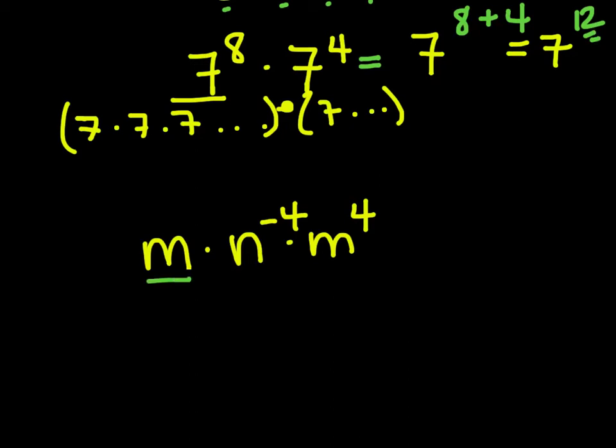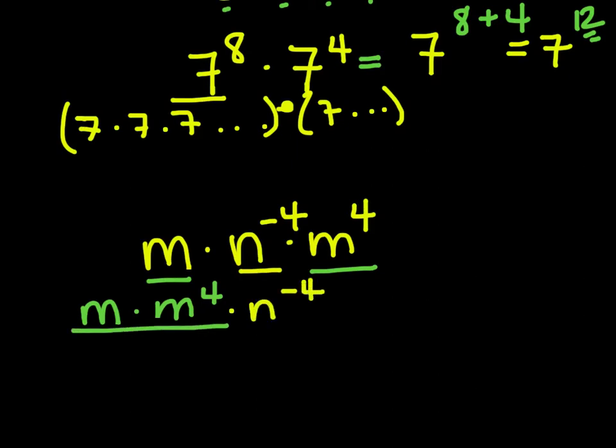We have m times n to the negative 4th times m to the 4th. I underline these with the same base number so that way I could see them better. I'm going to rewrite them now, because we know with the commutative property we can move things around in a multiplication situation to make them make more sense. So I have m times m to the 4th times n to the negative 4th.